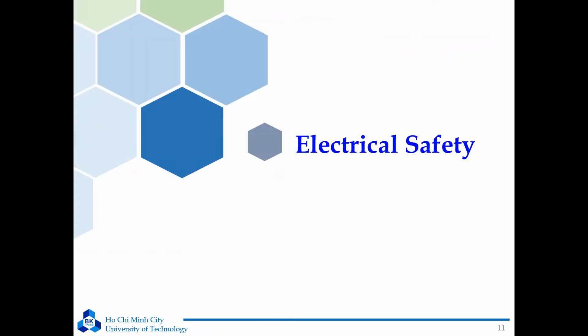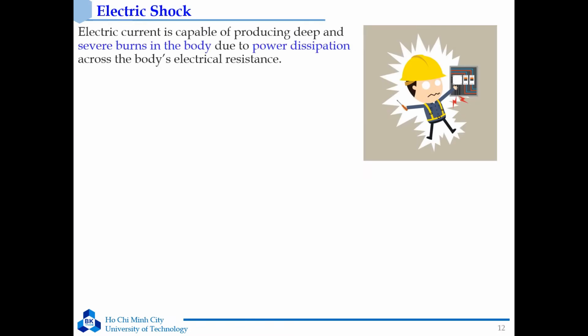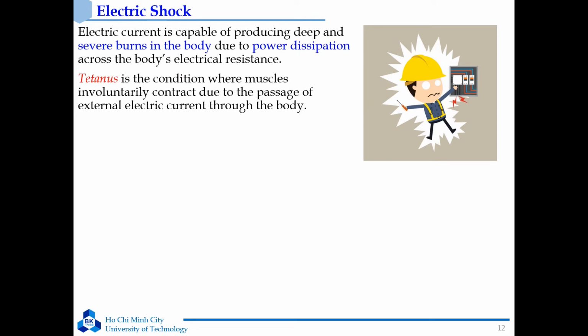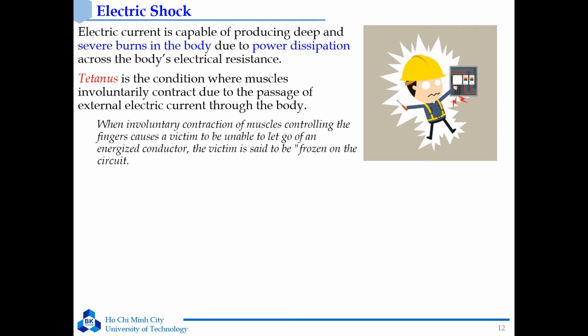Now we will go to electrical safety. Why is electricity dangerous? Electric current is capable of producing deep and severe burns in the body due to power dissipation across the body's electrical resistance. And electric current causes muscle tetanus. Tetanus is the condition when the muscle involuntarily contracts due to the passage of external electric current through the body. When involuntary contraction of the muscles controlling the fingers causes the victim to be unable to let go of an energized conductor, the victim is said to be frozen in the circuit.